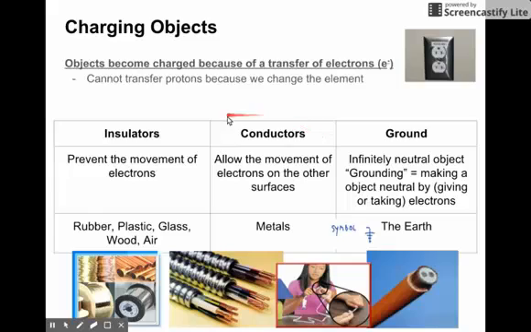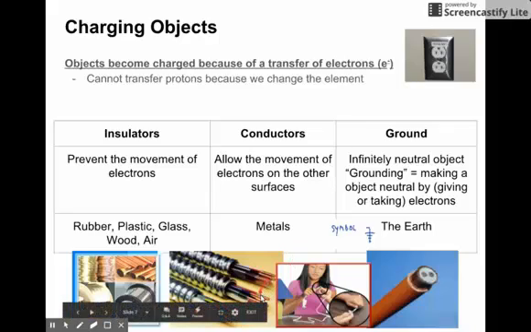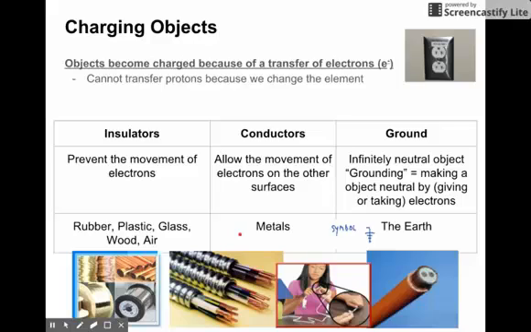Conductors are the opposite. Conductors allow electrons to move really easily. And these are metals, like copper that we use in our wiring, gold, aluminum. Any metal is going to be able to conduct electricity. So they allow the electrons to move around.